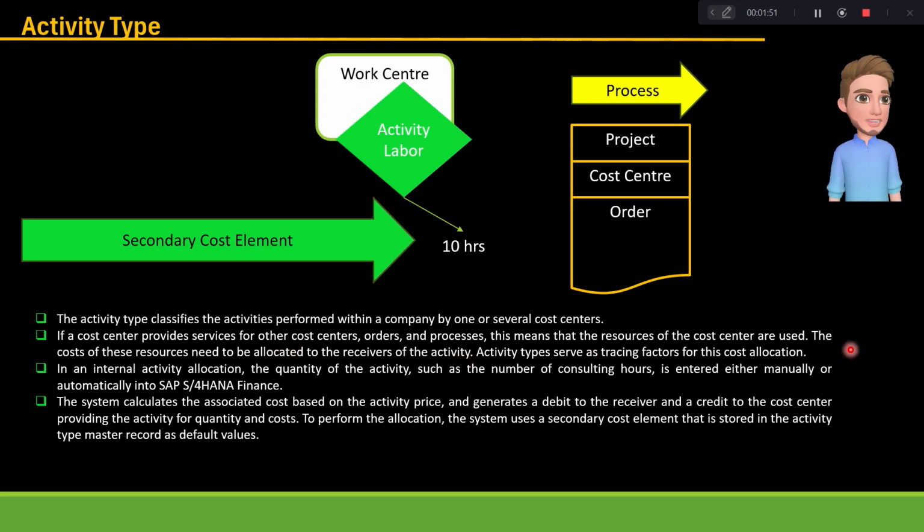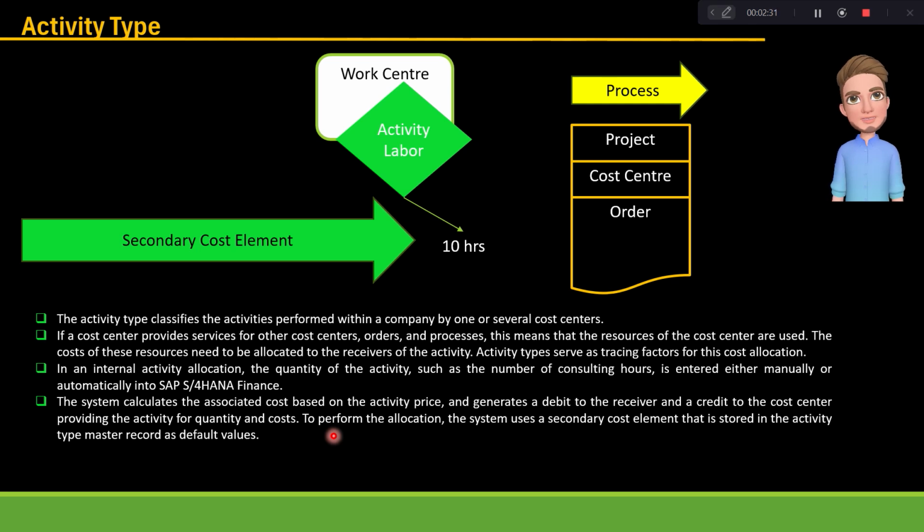If a cost center provides service for other cost centers, orders and processes, this means that the resources of the cost center are used. The cost of these resources needs to be allocated to the receivers of the activity. The canteen cost center has certain activities which it can distribute across multiple different cost centers, such as the marketing cost center, service cost center, and repairs and maintenance cost center. So you can accumulate cost and distribute it to multiple receivers, and that receiver can be another cost center or a production order or a project or a WBS element in a project. The system calculates the associated cost based on the activity price and generates a debit to the receiver and a credit to the cost center.